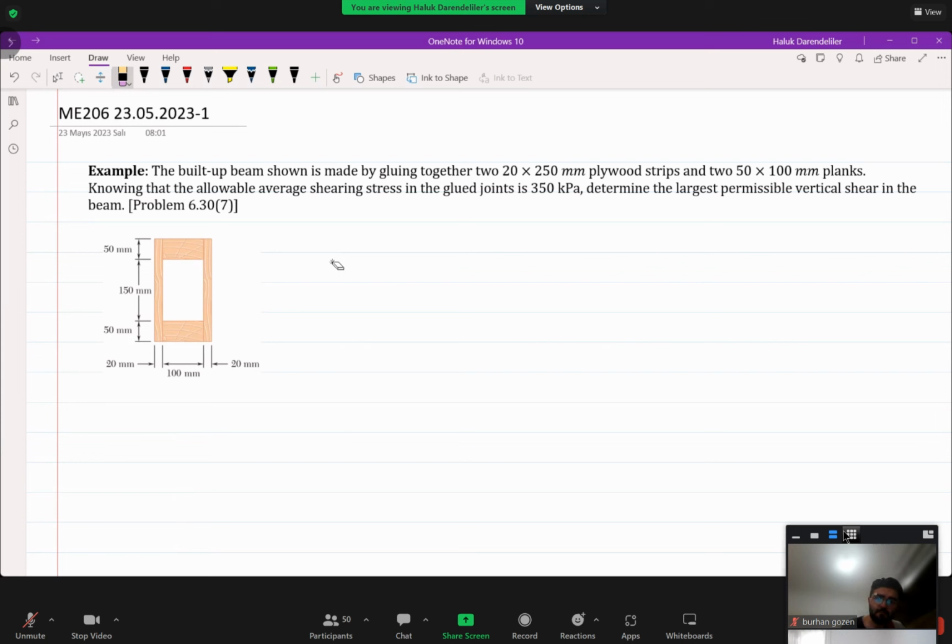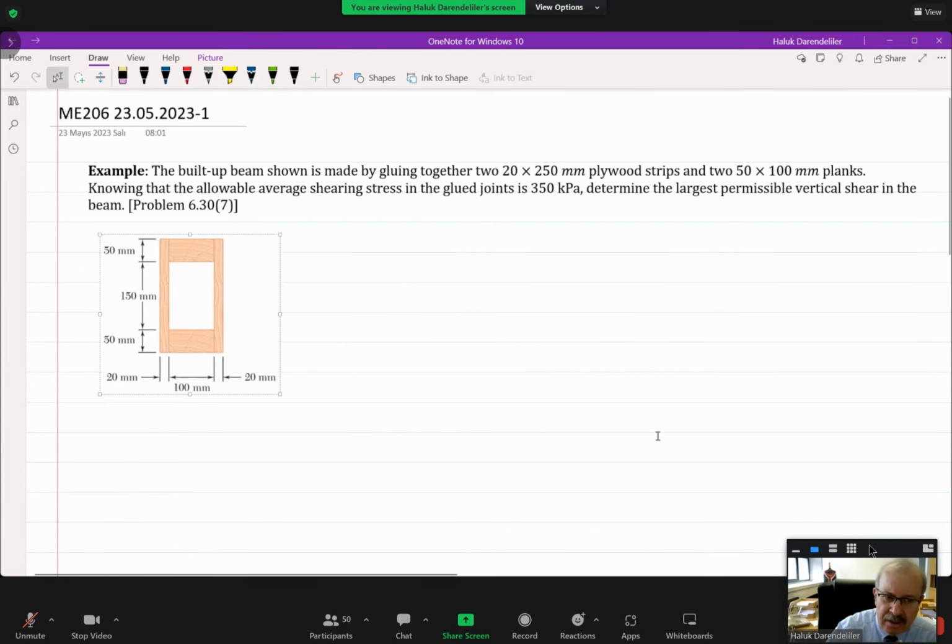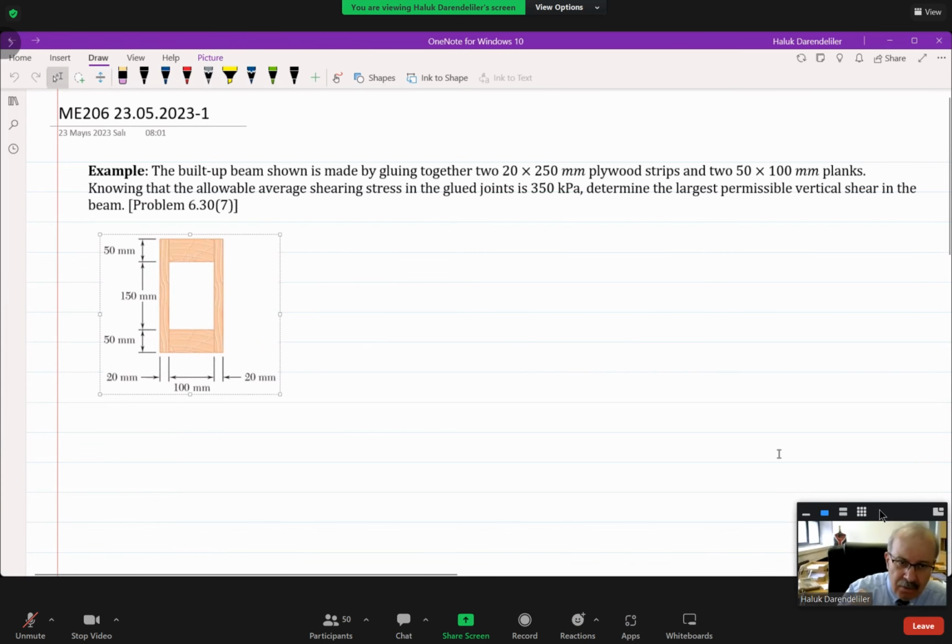Okay. Now there is no pin, rivet, nothing, just glued. Now we know that the allowable shearing stress in the glued joints is 350 kilopascals. We are looking for the largest permissible vertical load, the shear load, in the beam. Actually, what we know is this.